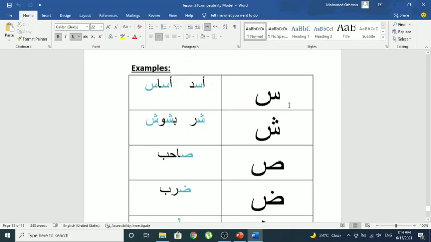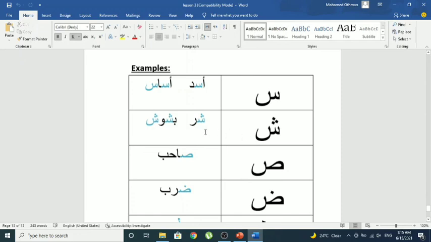Seen and Sheen. They are sisters, and we write them in the same way, but in Sheen we put 3 dots above it. Okay, in Seen, our example is Asad, and the next is Asas. So Seen is like S in English. The next one is Sheen. It's like SH in English.